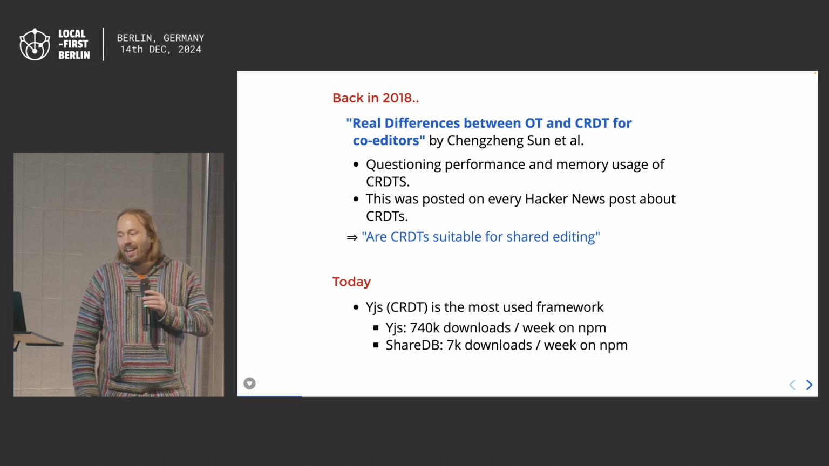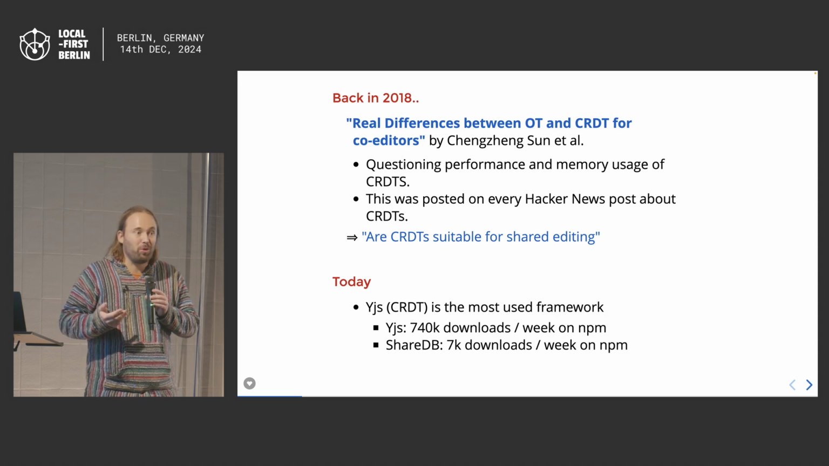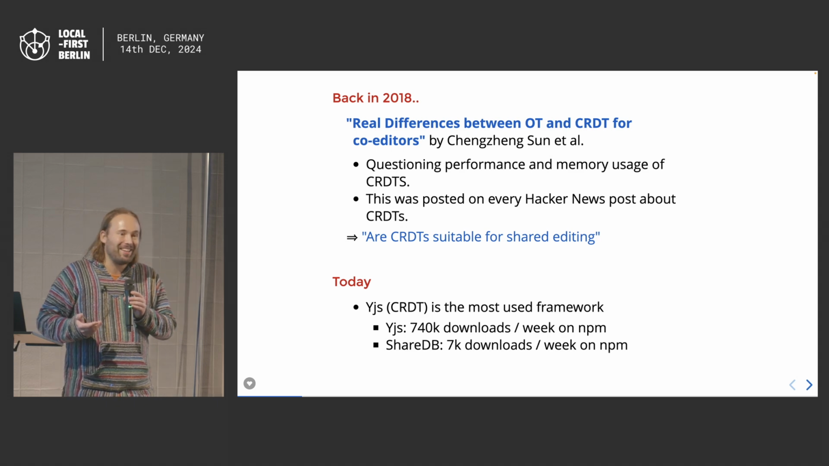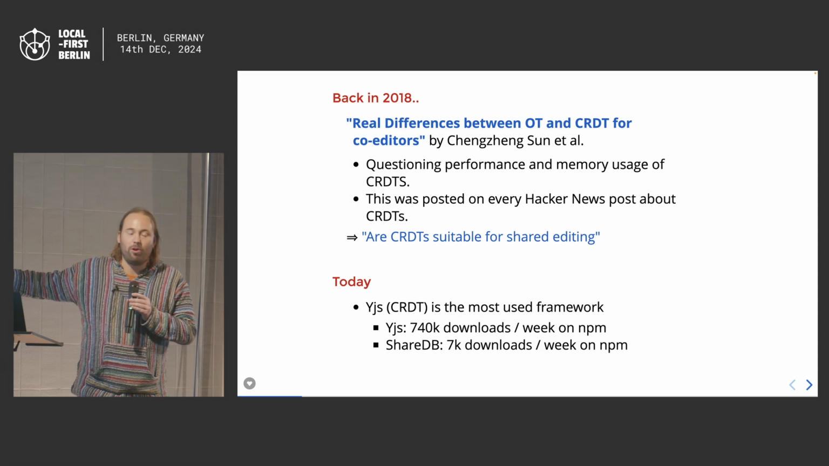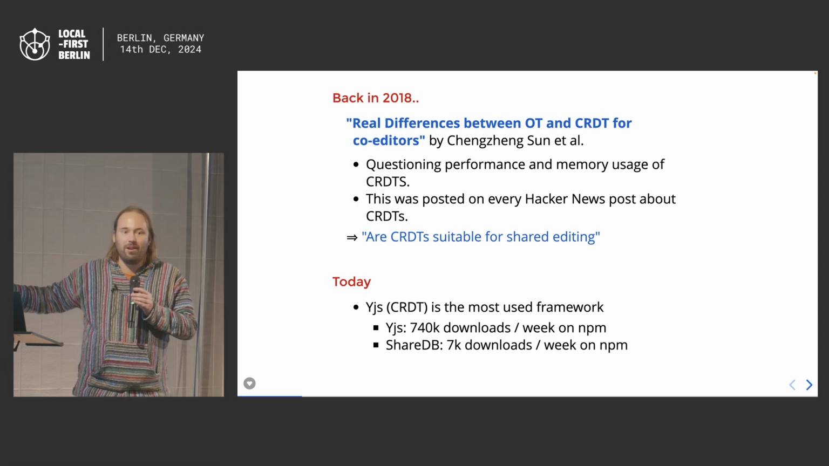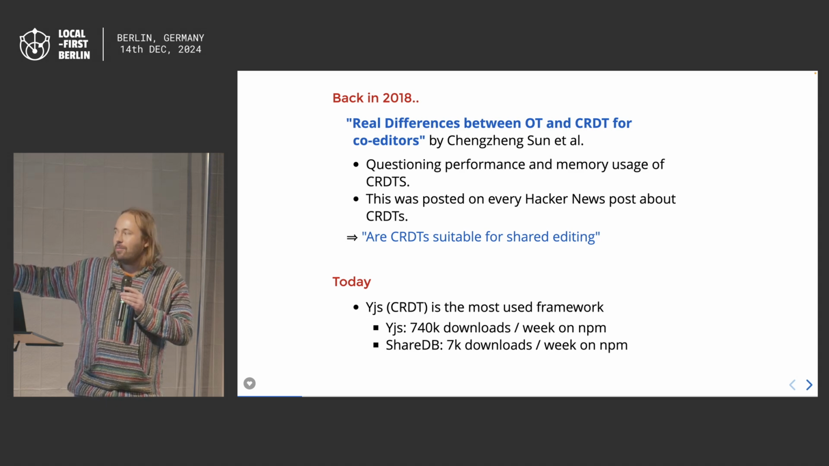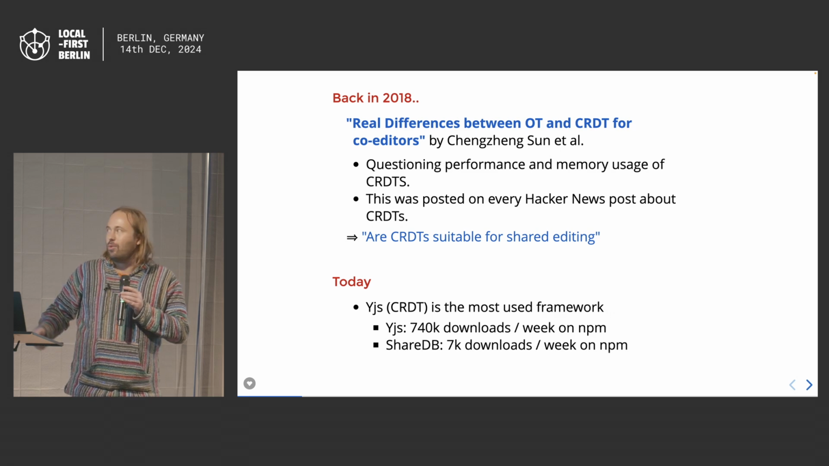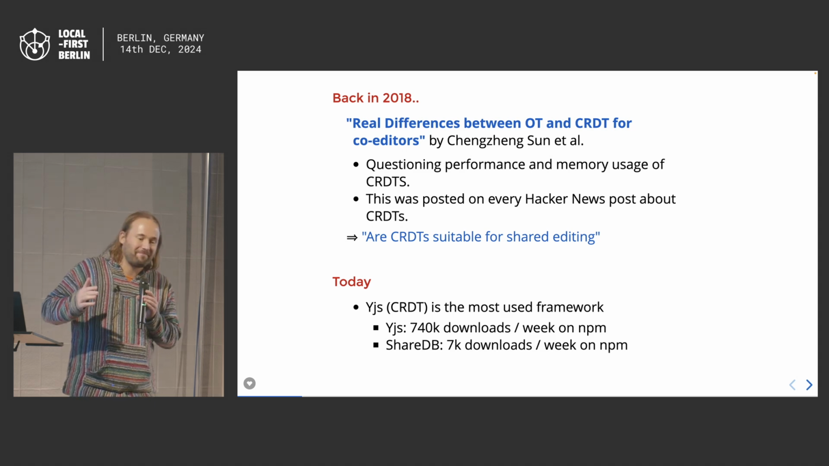Of course they did. And yeah, CRDTs are a bit more memory hungry and so on, but they're really cool and also really useful and easy to use and easy to sync. And like today, CRDTs are the most used approach to build any kind of collaborative editing framework or application. Like seriously, YJS is being downloaded 740,000 times a week. The next best thing in OT land, which is what the author of the Real Differences paper uses, is being downloaded 7,000 times. So.